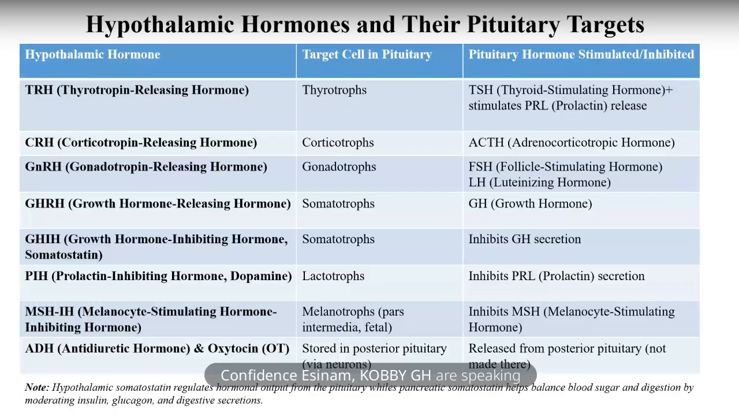Are we good? Yes. That is fine. So now you know all the hormones produced in the hypothalamus. From this diagram you would also know all the hormones produced in the pituitary. So this is how it goes.